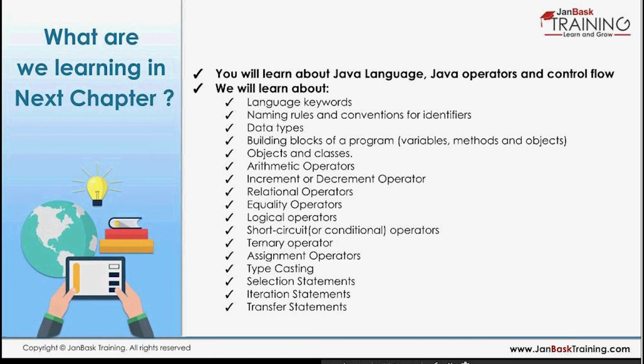In the next class we'll talk in great detail about getting started with Java. First we'll introduce the language keywords, like what are the different keywords that make up this language. Then we'll talk about the naming rules and conventions for identifiers. So how do you create identifiers? What are identifiers in the first place, and what are the naming rules and conventions that are followed? We'll talk about data types. We'll talk about the building blocks of a program. So how do you make up a program? What are variables? What are methods? And what are objects?